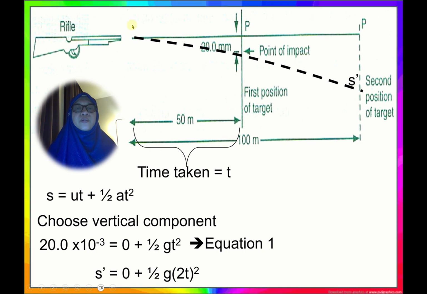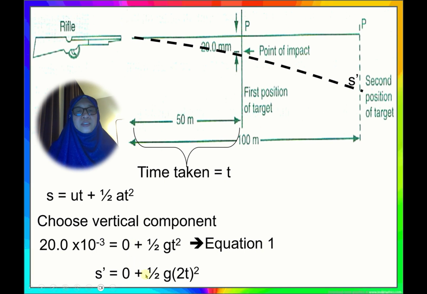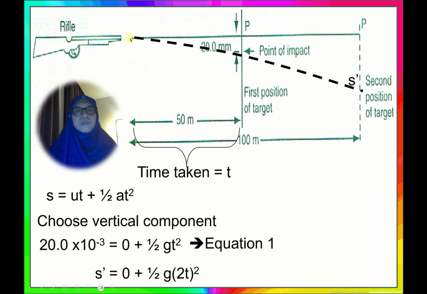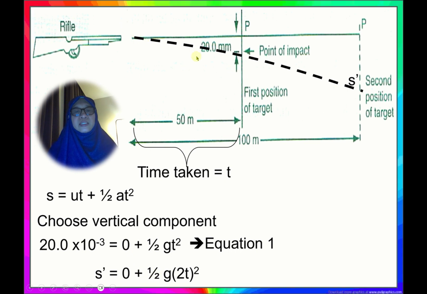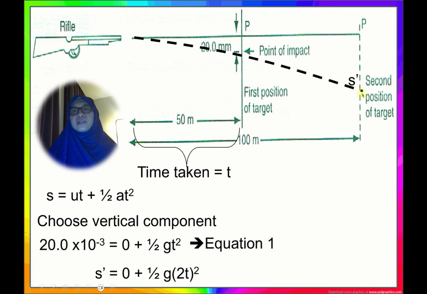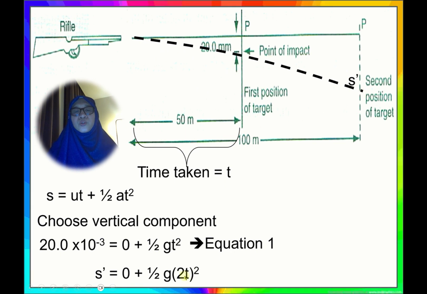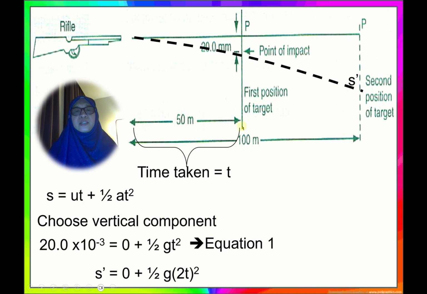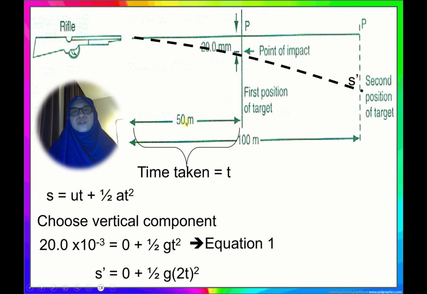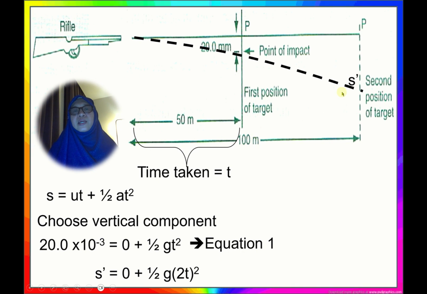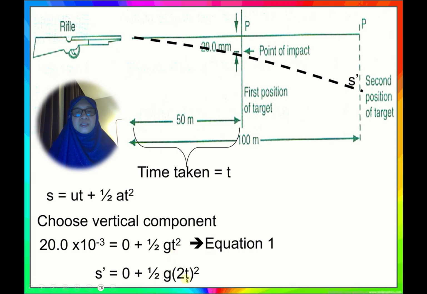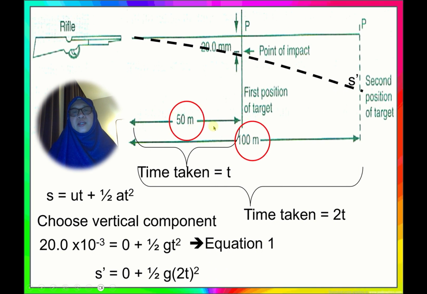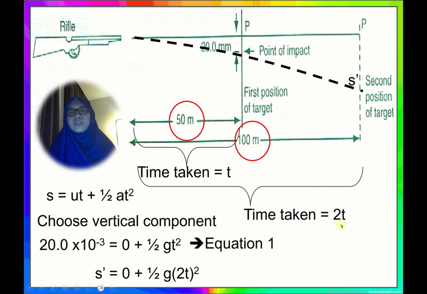because at this point the vertical component of velocity is 0. So it is 0 plus half g, which is positive because the motion is downward, the same direction as g. Then the time taken to reach here is understood to be 2t. Double the t, because the distance travelled was 50, and this one is 100. So when you double the distance, the time taken also doubles. So that means t becomes 2t. So this is equation 2. So look here, 50, 100. That's why you know the time taken is 2t.